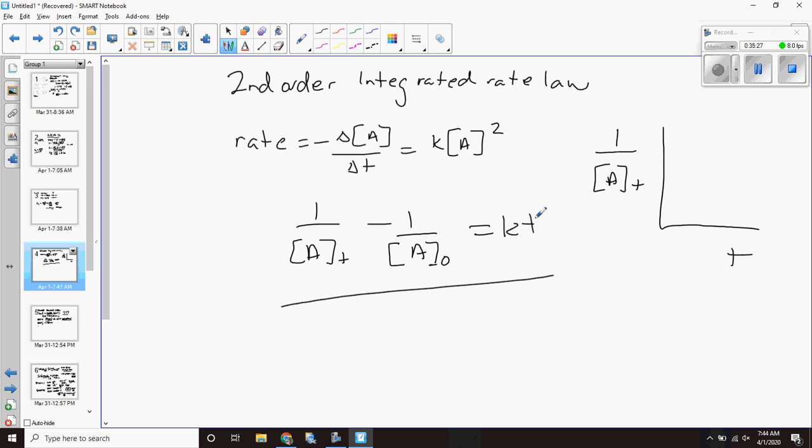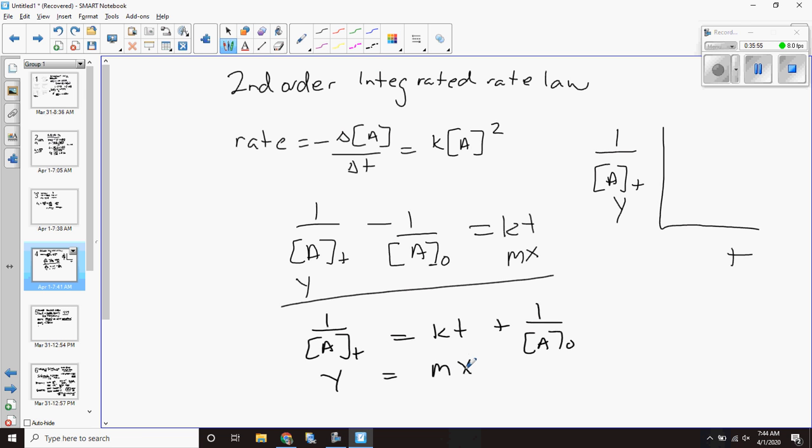So I need to move this equation around so this becomes my y, and the t becomes the x. The k is the slope. If I just move this over to make it my y-intercept, 1 over a at time t equals kt plus 1 over a at time 0. So I get y equals m times x plus b. 1 over a0 is my y-intercept, right?